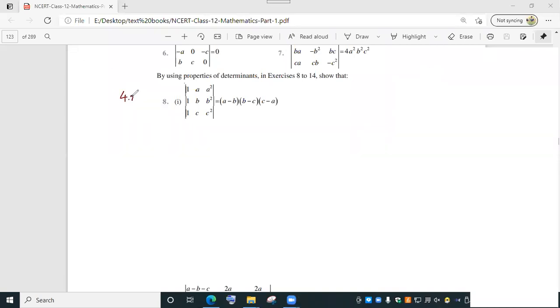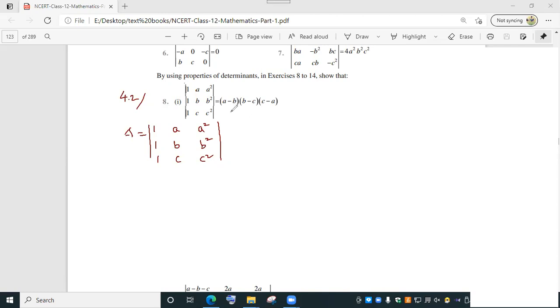Exercise 4.2 question number 8. Delta is 1 a a square, 1 b b square, 1 c c square. So here there are three factors. We will try to take out all the three factors if possible. Otherwise, at least two factors we will take out, and the last factor will come after expanding it.